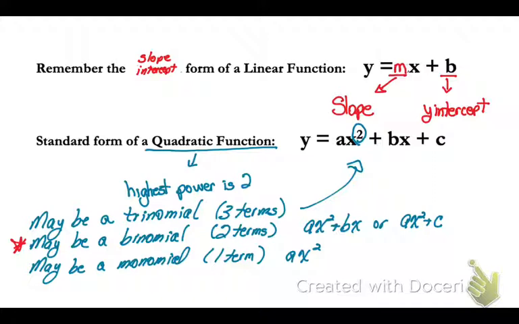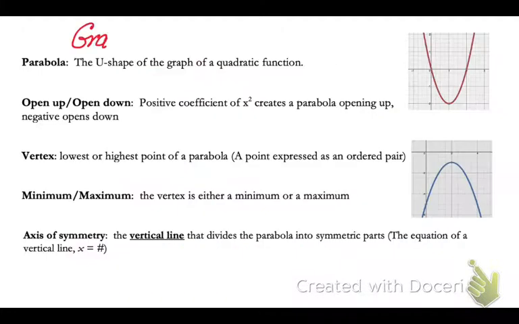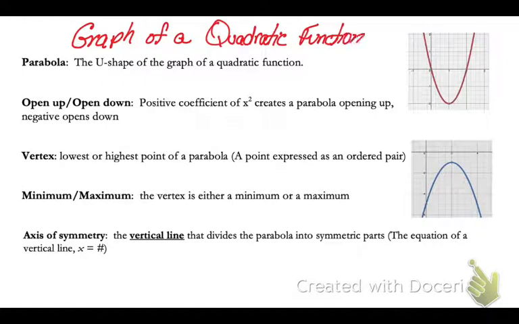But before we do that, we're going to look at the graphs of quadratic equations. Quadratic equations always form the same kind of graph, and it's called a parabola, and that's a U-shaped graph like I've drawn for you here. I've drawn a red one that opens up and a blue one that opens down. Now, what makes those open up or down is the coefficient of the x squared term. Now, coefficient is the number in front of the x squared term.